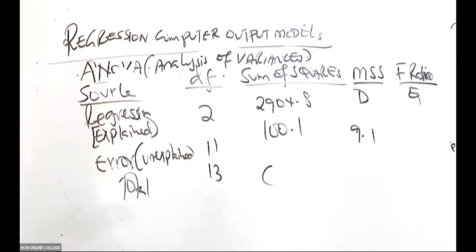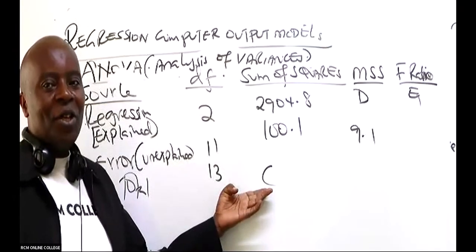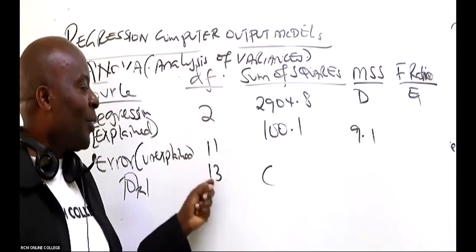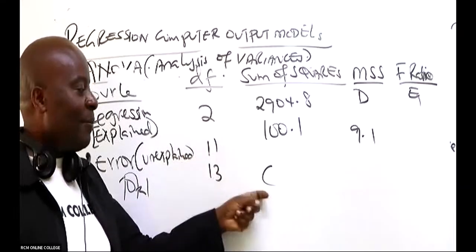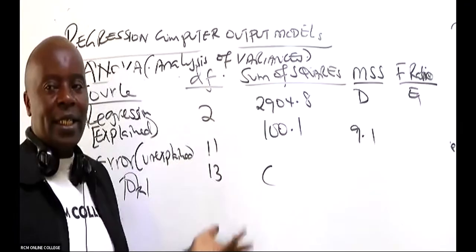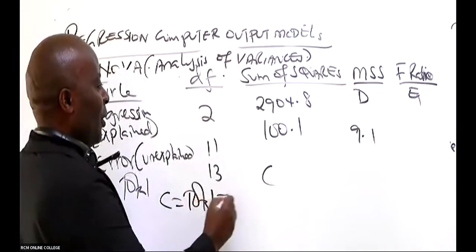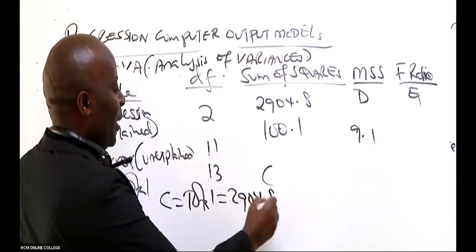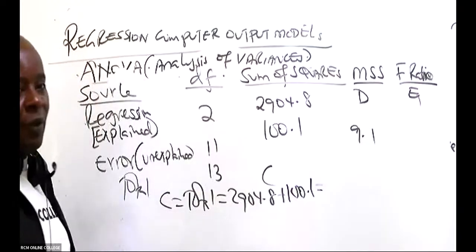All right. So they want me to give them the total sum of squares. Even a good student, you can see what they did here to get this 13. To get 13, they took this plus this. The same. C is the total. So I will take 2904.8 plus 100.1, which will end up giving me what figure?